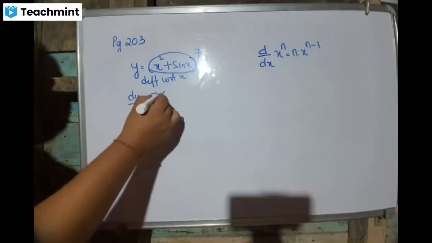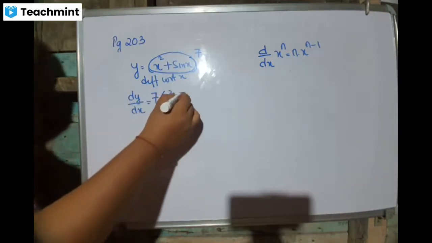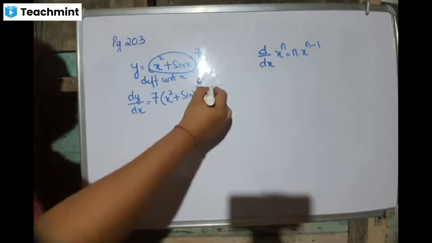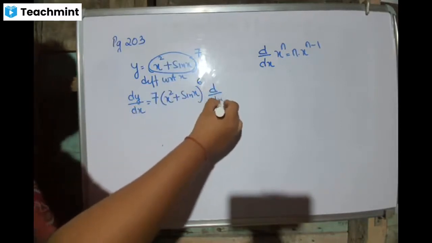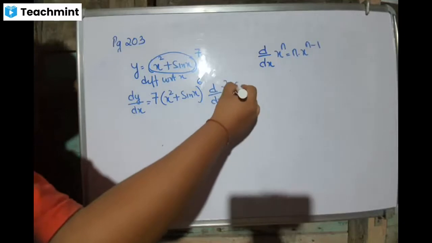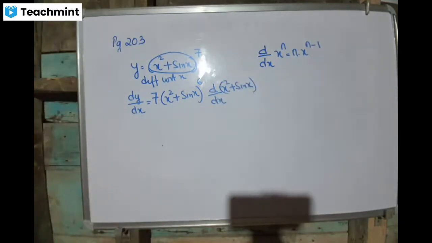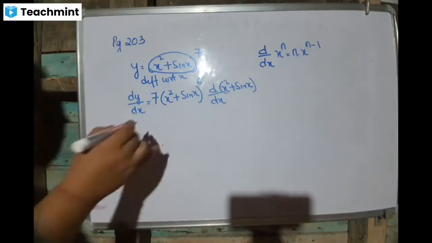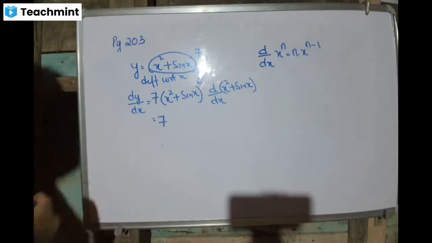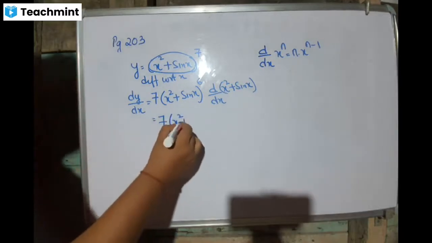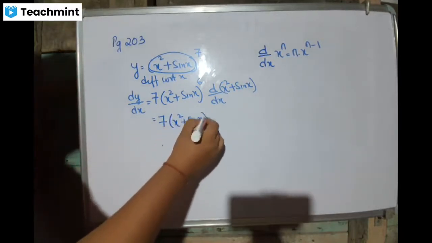7 will come in front. 7 open bracket x squared plus sine x, 7 minus 1 is 6. But this is just an assumption. So d by dx of whatever you have assumed as x, that has to be differentiated, not the entire thing. So what do you get? Your final answer: 7 open bracket x square plus sine x whole to the power 6.